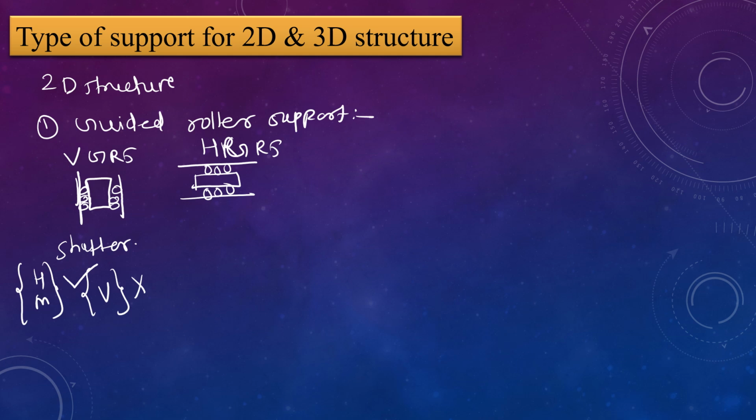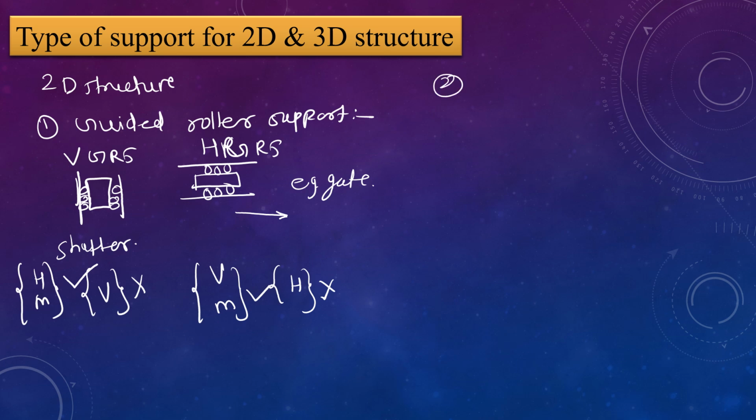Then in case of horizontal, this horizontal guided roller support example is a gate, the kind of gate present at the entrance of our house. That kind of gate is a horizontal guided roller support. And this support has only horizontal direction movement. That's why the horizontal force value is not present here, but the vertical and moment values are present here, means it is prevented in vertical and moment. So these are the values for guided roller support.